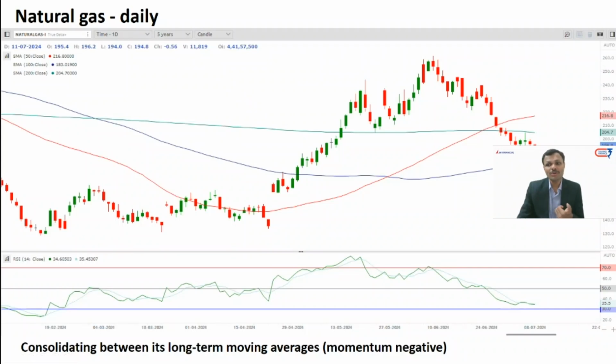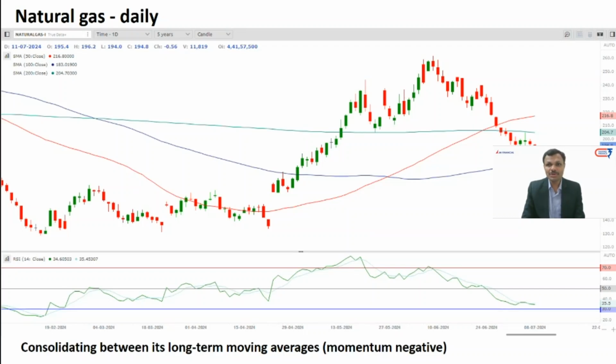So what will be the resistance for reversal if you want to watch? Day before yesterday, it reversed and moved up to close to its 200-day moving average, but it failed to cross the same and has come down. So what should be the strategy in natural gas? Any rebound close to 198, 199 or close to 200, 204, we can look to sell, place a very strict stop loss above 208 and can look for a downside target close to 185, 180 levels. So that is what natural gas on the daily chart has been indicating.